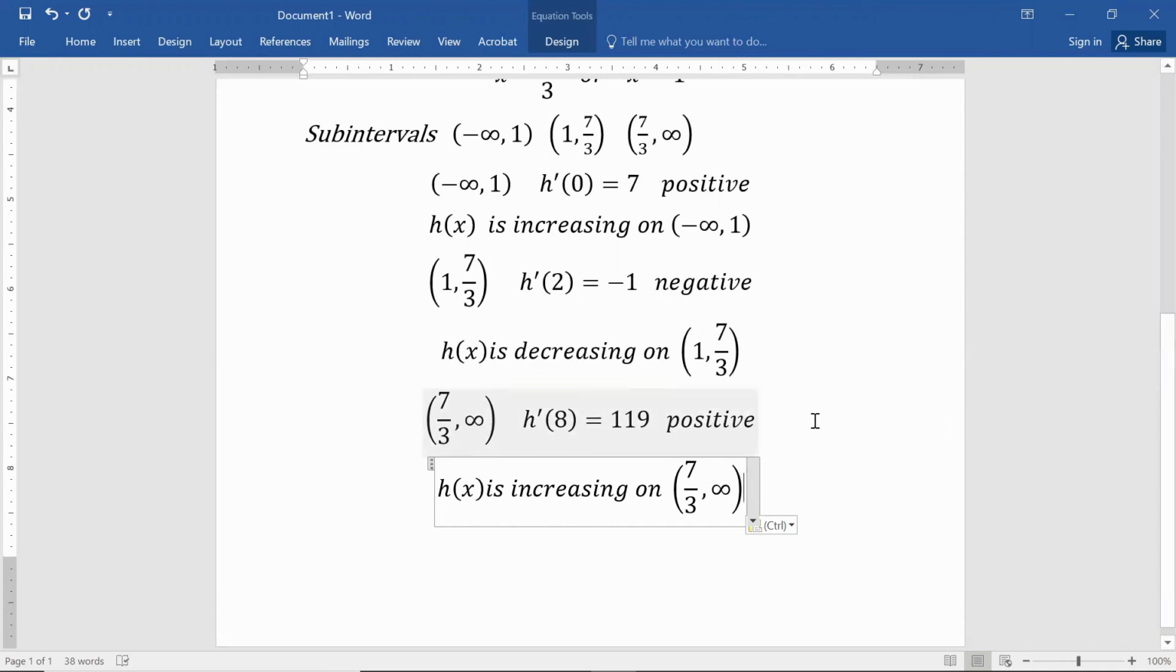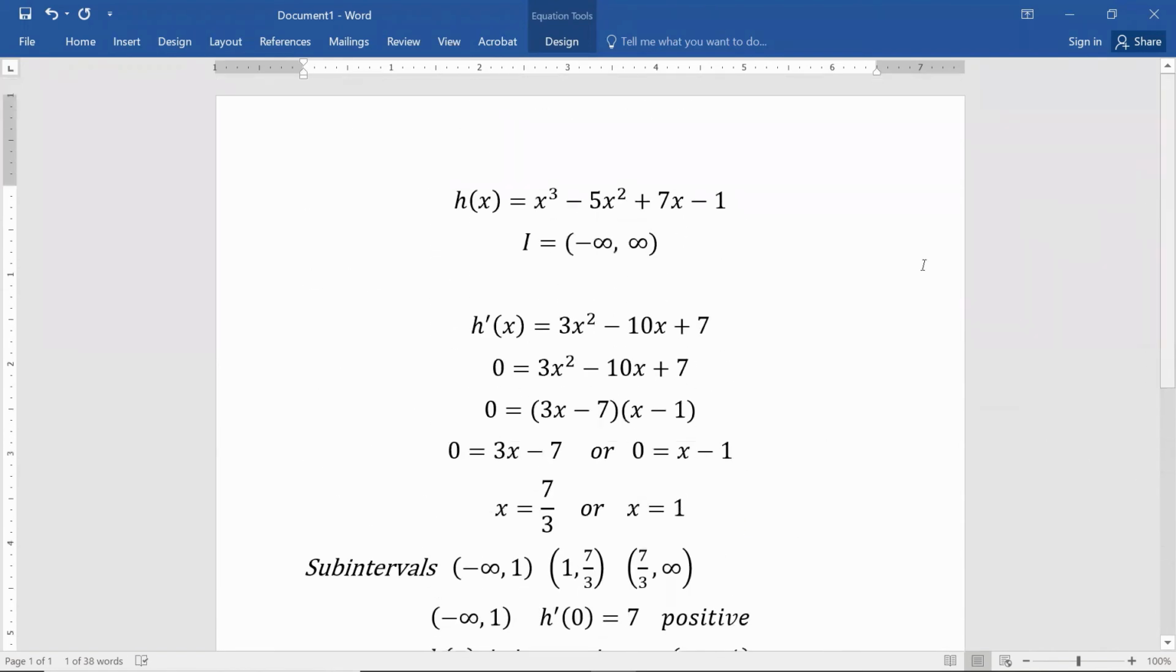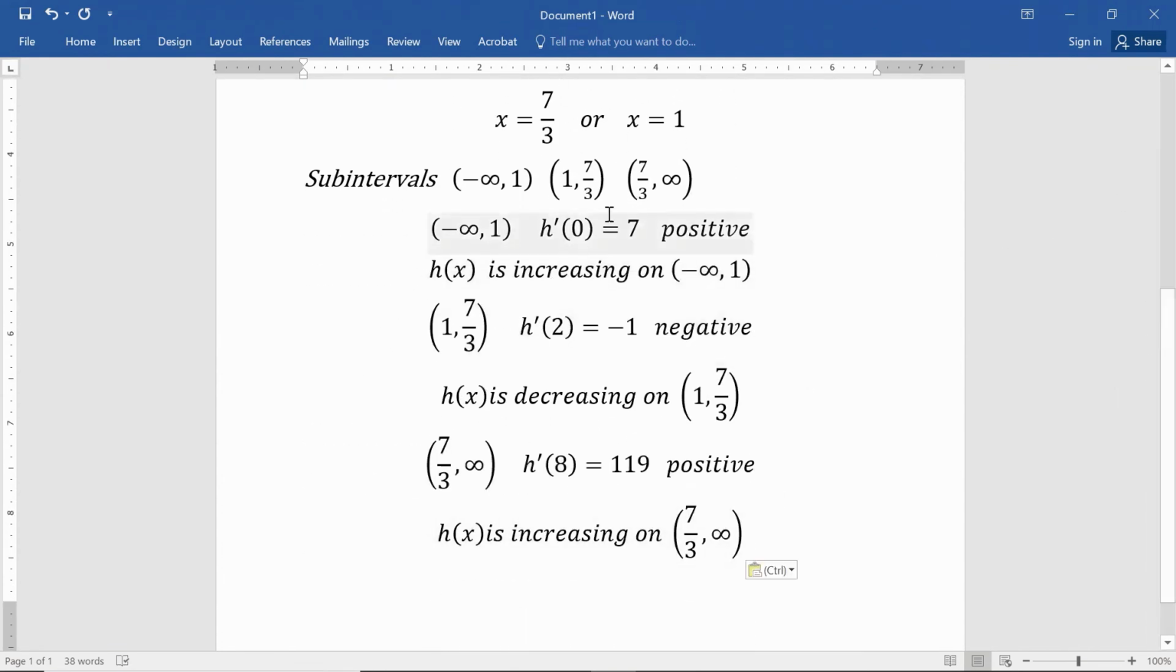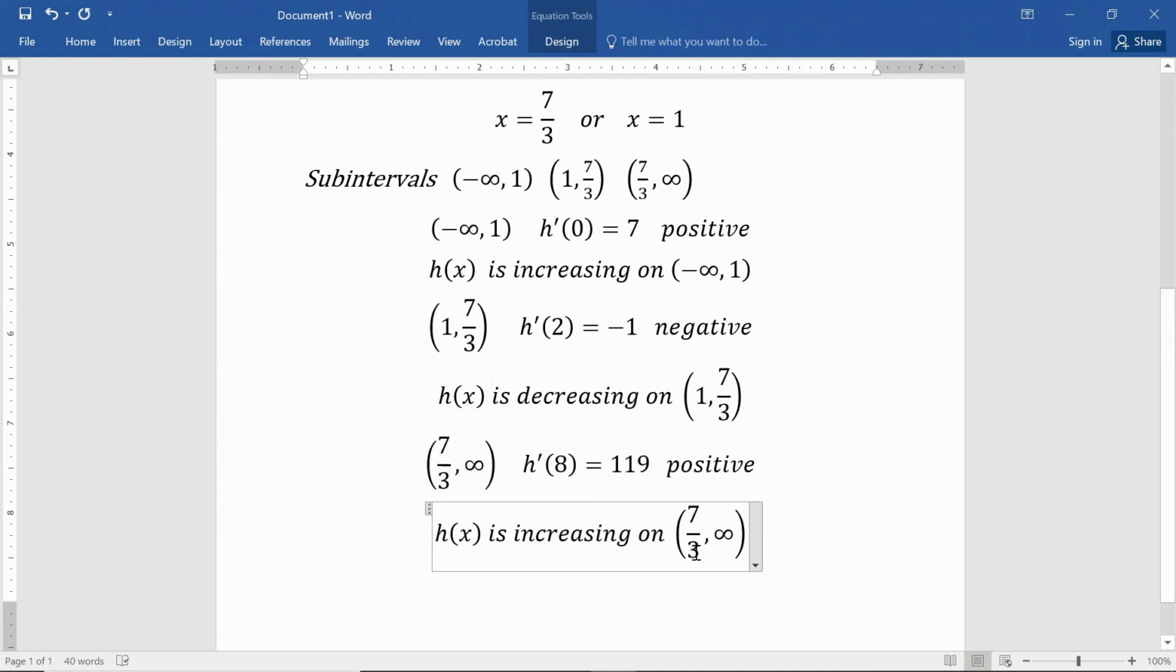So you can see that the derivative is telling me some properties of the original function. And that's how this all works. Hopefully you came up with all of these: h of x is increasing from negative infinity to 1, h of x is decreasing from 1 to 7/3, and then h of x is again increasing from 7/3 to positive infinity.